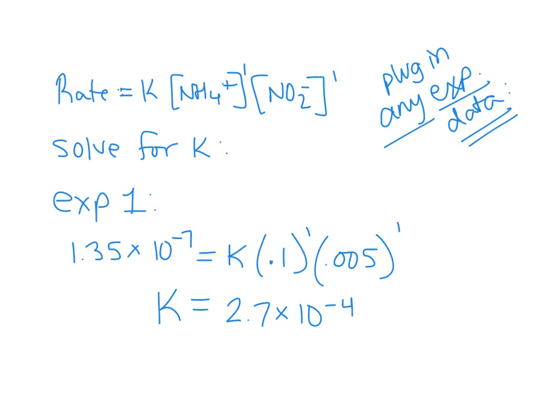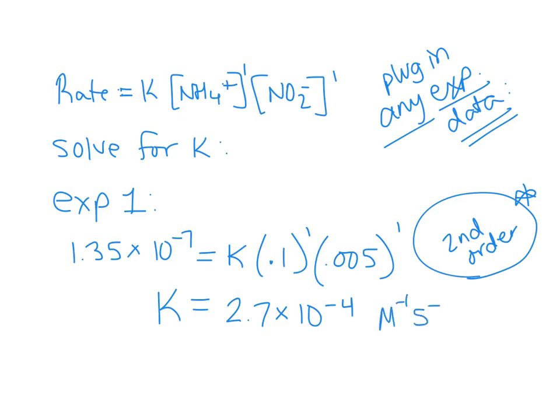Now, k units. Remember that k units depend on the reaction order. This is a second order reaction. We already talked about how to solve for k units. Looking back in your notes earlier, when we had a second order reaction, those units are 1 over molarity seconds, or molarity minus 1 seconds minus 1. So this is our final answer here.